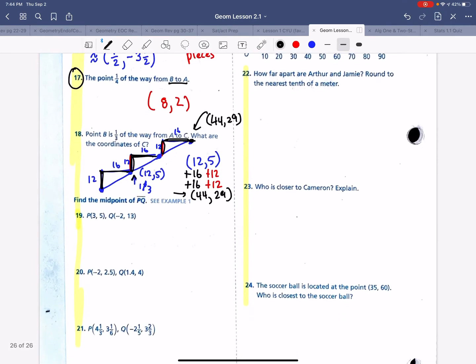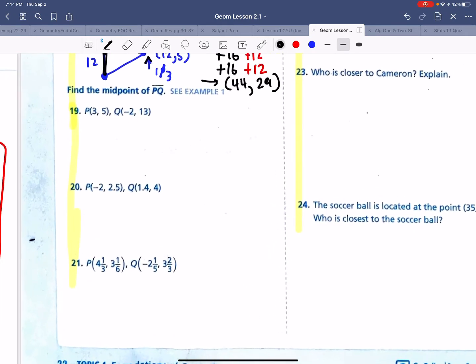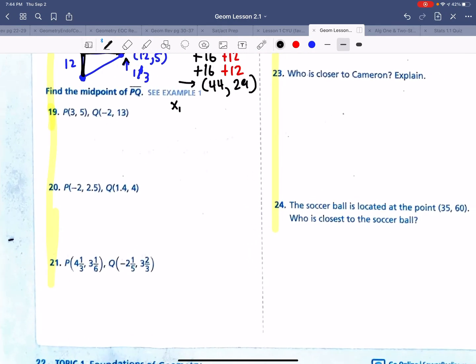Okay, those are called partitions. Now we're going to use the midpoint theorem. And our midpoint formula, we just add the 2 x's and divide by 2, just like we would on our number line. Add the 2 y's and divide by 2. So our 2 x values, we add them and divide by 2. That creates our x coordinate. And then our 2 y values.